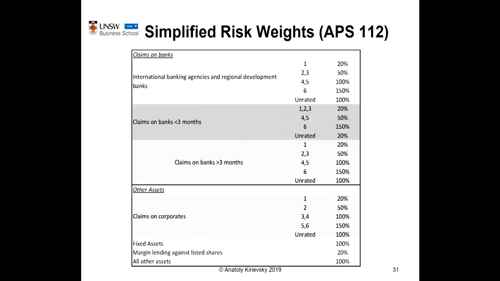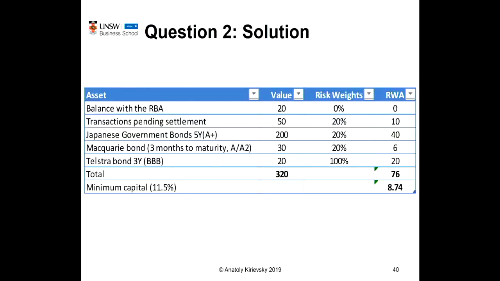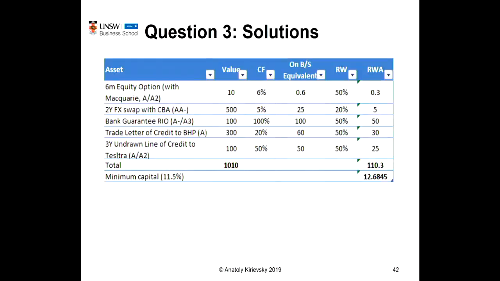Claims on banks more than 3 months, category 2, risk weight 50%. CBA is rated AA minus. So AA minus is risk category 1, and it is a 2 year, so more than 3 months, but risk category 1, it's 20%.